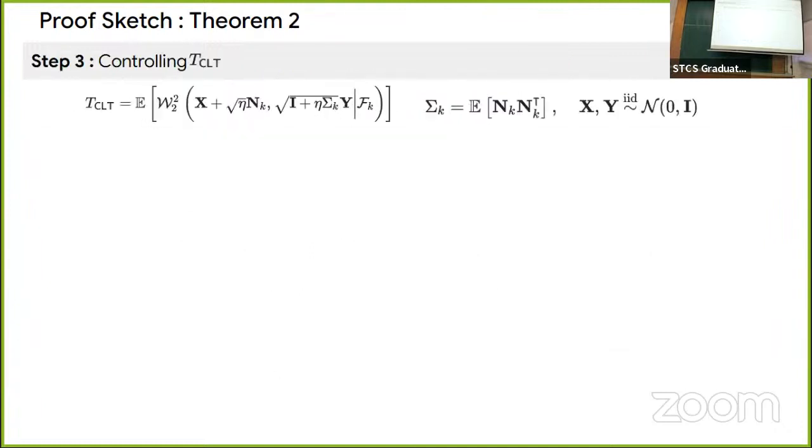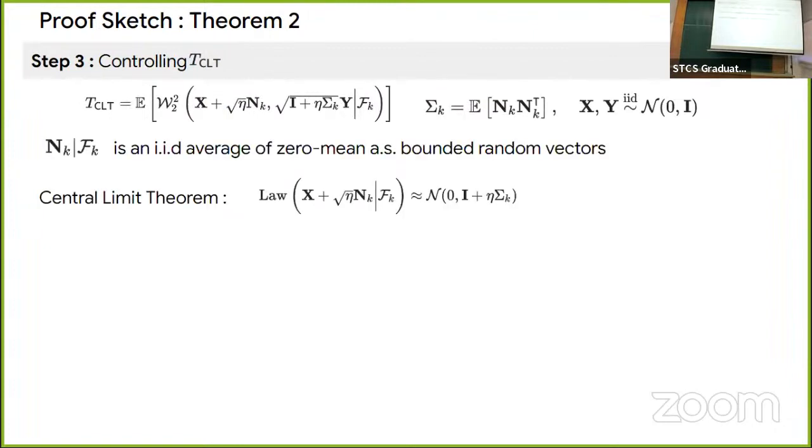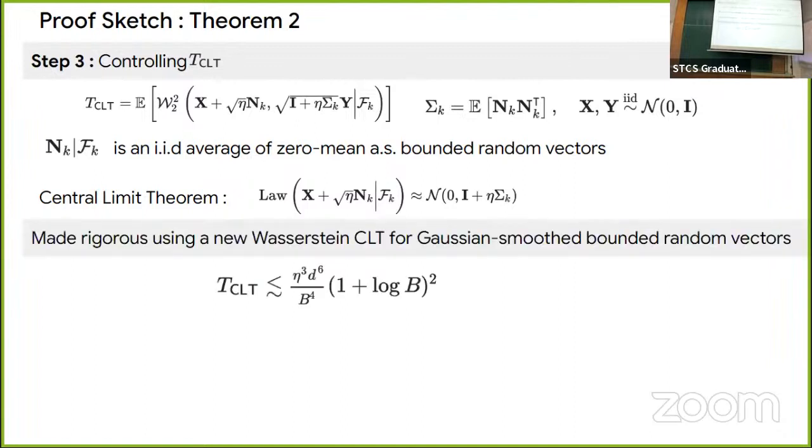And then for the TCLT term, what we do is we see that nk given fk is an IID average of zero mean almost surely bounded random vectors. We can use the central limit theorem, like Bayesian type central limit theorem, and see that this is approximately equal to normal of I plus eta sigma k. This can be made more rigorous using Wasserstein CLT for Gaussian smooth bounded random variables. This is based off of Alex Zai's work from 2018, which shows very nice bounds for W2 convergence of CLT in high dimensions. And we show that TCLT is at most eta cube b to the 6 divided by b to the 4. This captures the non-Gaussianity cost we pay, and it is very rapidly decaying because of the b to the 4 factor.